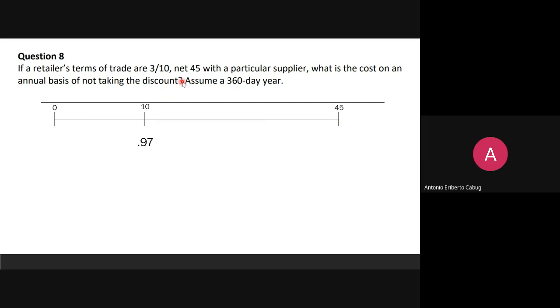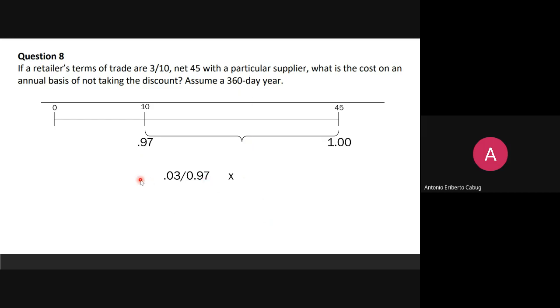So the net amount is 45, meaning to say when you will not take the discount, you will have to pay by day 45. So what is the cost on an annual basis of not taking the discount? If you do not take the discount, you will pay 100%. That's an additional 3% instead of only paying 97% of the stated price. How do we annualize this? Divide this by the number of days from this point to this point. So divide this by 35 days and multiply by the number of days in 1 year, 360 in this problem.